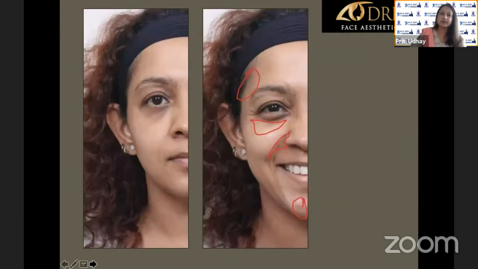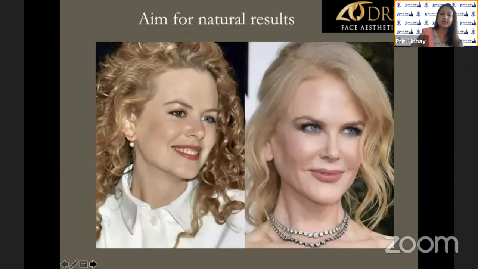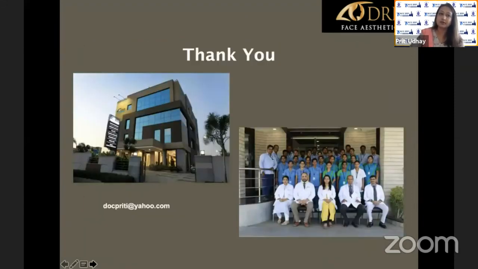Most of the time, I like to combine the filler with the Botox to give a good effect. You must aim to give a natural appearing result, not results like this with a frozen face and shiny skin. And that is all for today. Thank you very much for your kind attention.